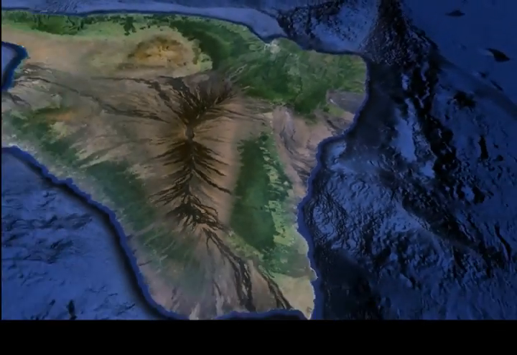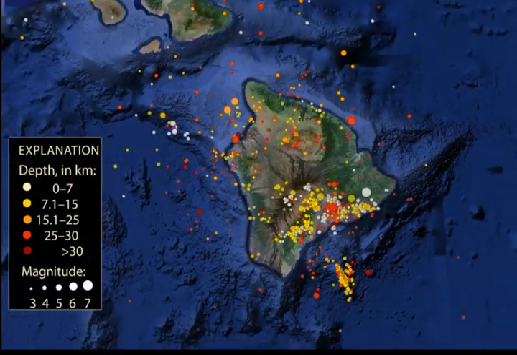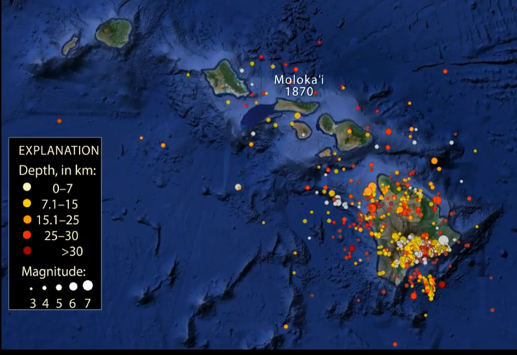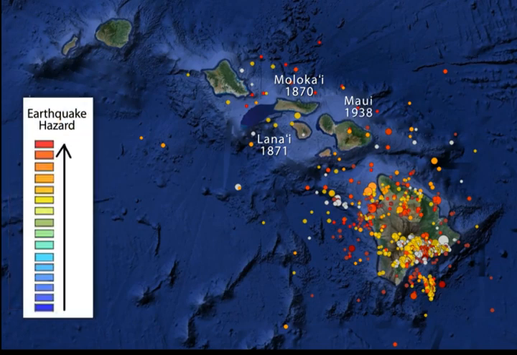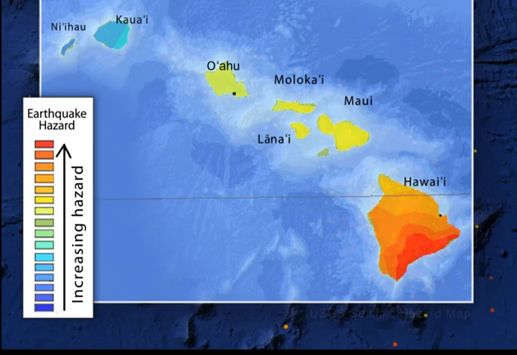Deep earthquakes are the likely suspect for 3 magnitude 6 or greater events that occurred around the islands of Molokai in 1870, Lanai in 1871, and Maui in 1938. From our knowledge of earthquake history in Hawaii, we can calculate the shaking or seismic hazard from future large earthquakes.